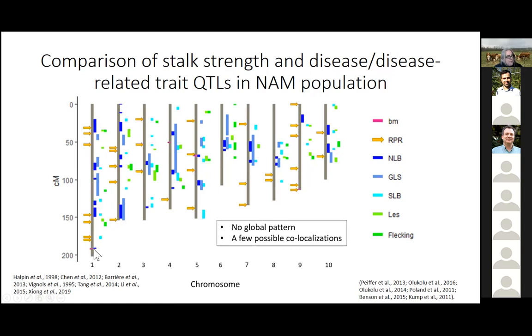This northern leaf blight QTL and brown midrib 2 is awfully close, but it's at the end of the chromosome and it's not overlapping. This stalk strength QTL and this brown midrib are very close, but again, not overlapping. There are two, brown midrib 1 and 5, located here near an NLB QTL. There's a stalk strength QTL, so maybe that's something. So, you know, there's no global pattern, but it's possible.